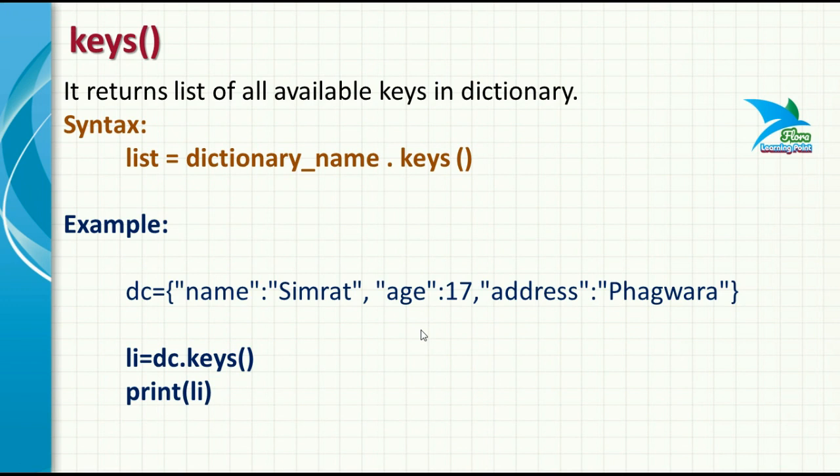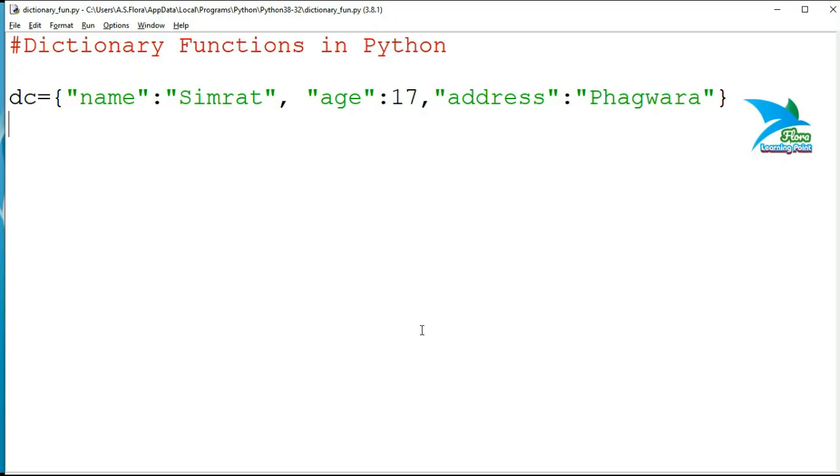The next function that we are having is the keys function. It returns a list of all available keys in the dictionary. So with the help of this function you'll be able to fetch all the keys and store all those keys inside a list. Let's demonstrate how we can make use of this function. We are having this dictionary and I want to fetch all the keys. Keys are name, age, address. I want to fetch all those keys and store them into a list.